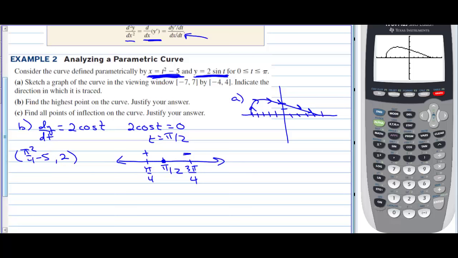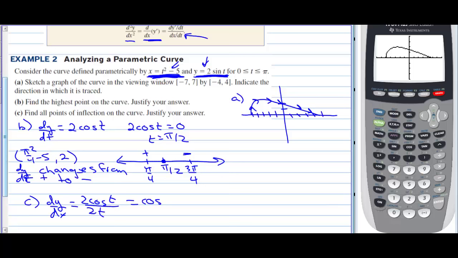Now to justify this, dy/dt changes from positive to negative, so that must be its maximum or its highest point. Letter C, find all points of inflection on the curve. We need dy/dx. We need the first derivative, which is the derivative of y, 2 cosine of t, over the derivative of x, which is 2t. Now we can cancel out the 2's, so we get cosine of t over t.